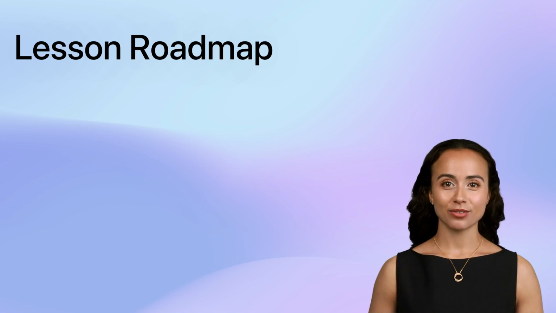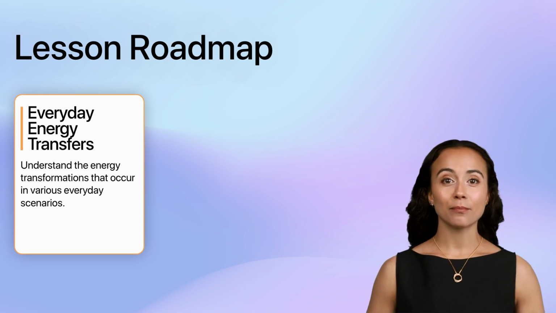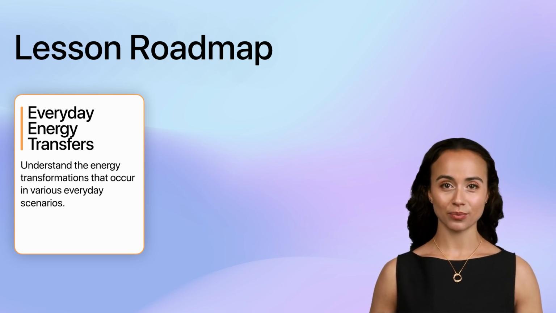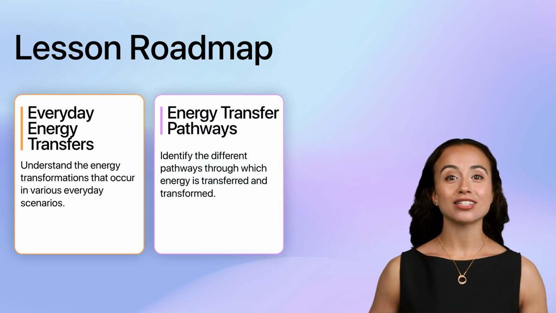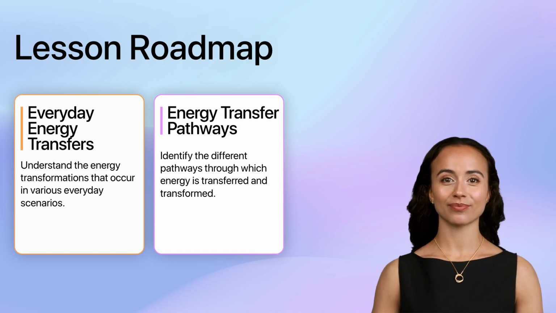In today's lesson, we will firstly understand the energy transformations that occur in various everyday scenarios, such as throwing a ball, braking a car, and boiling water in an electric kettle. We will also identify the different pathways through which energy is transferred and transformed.